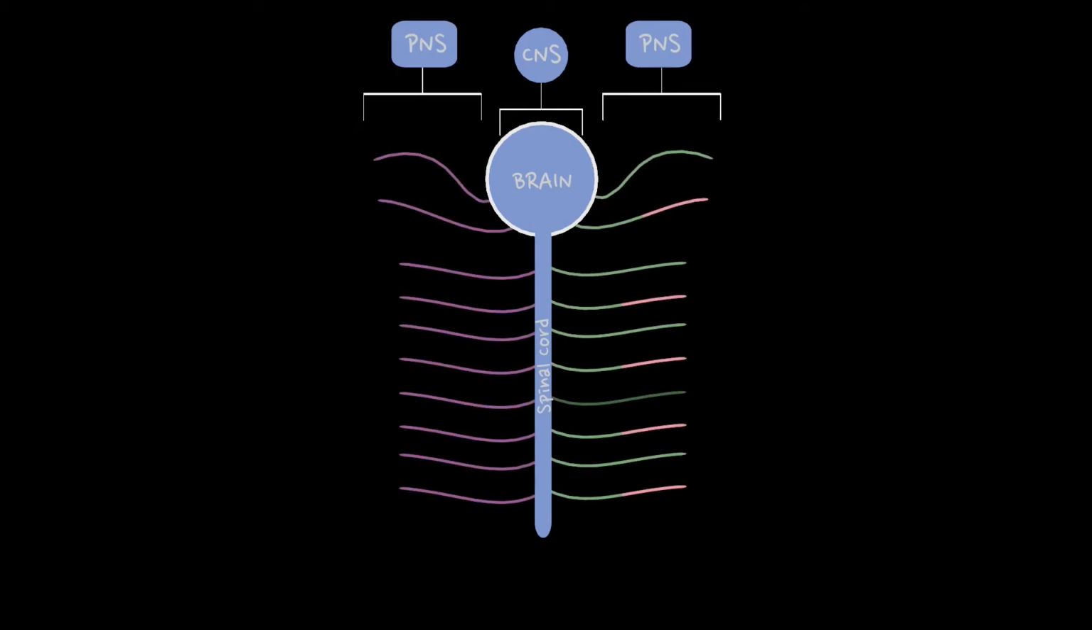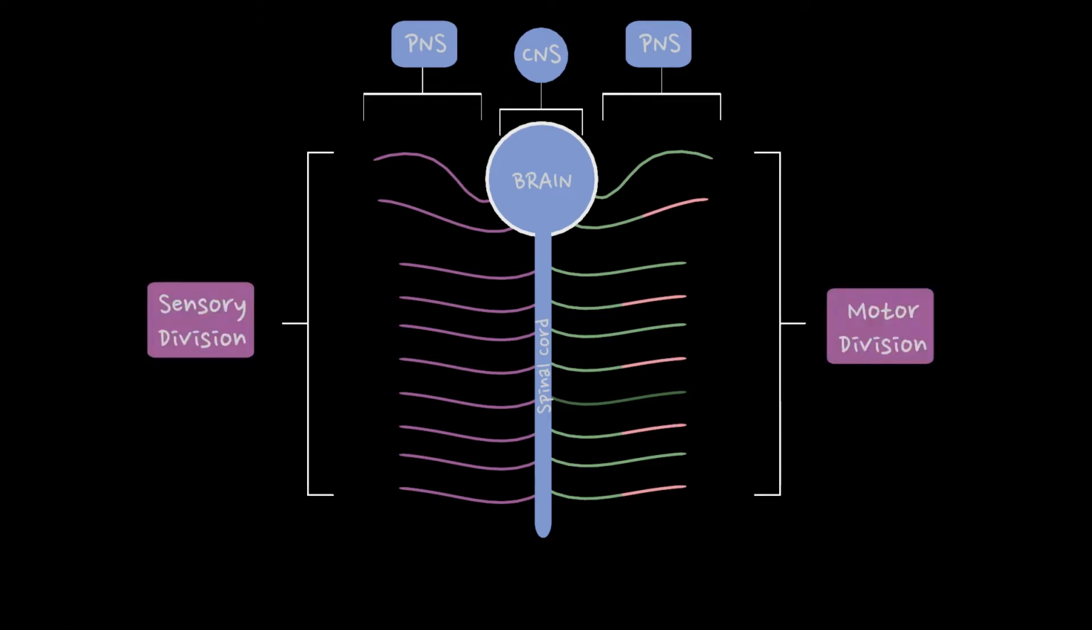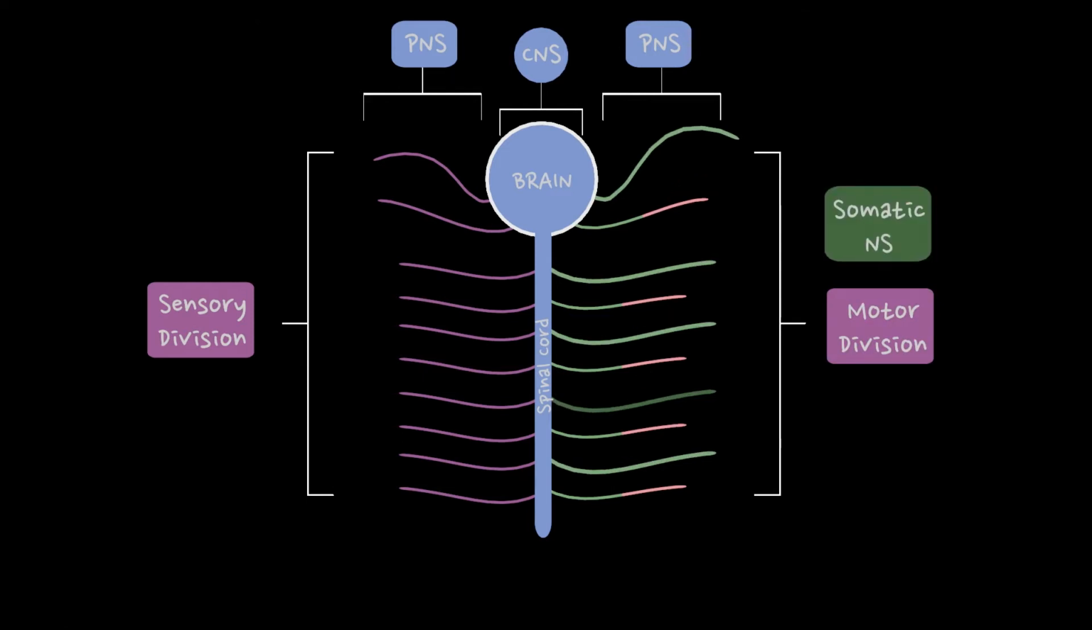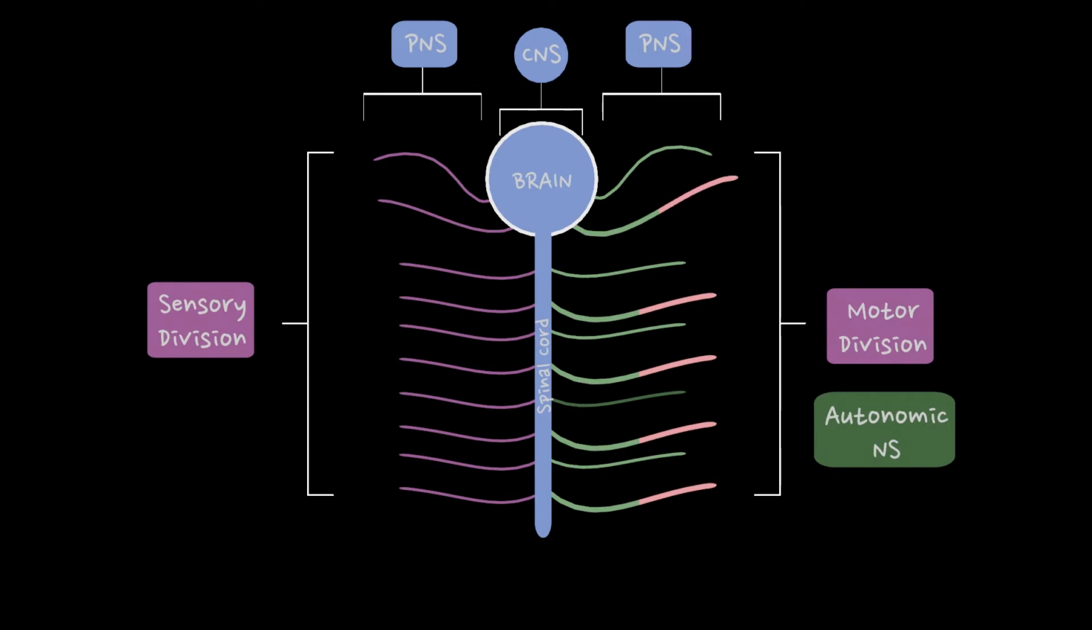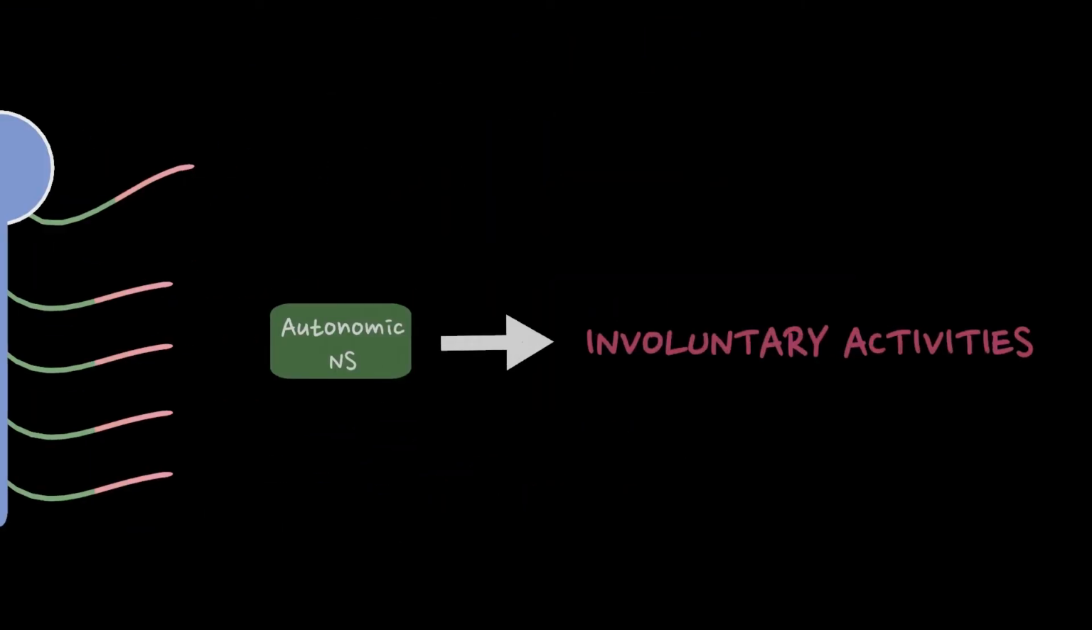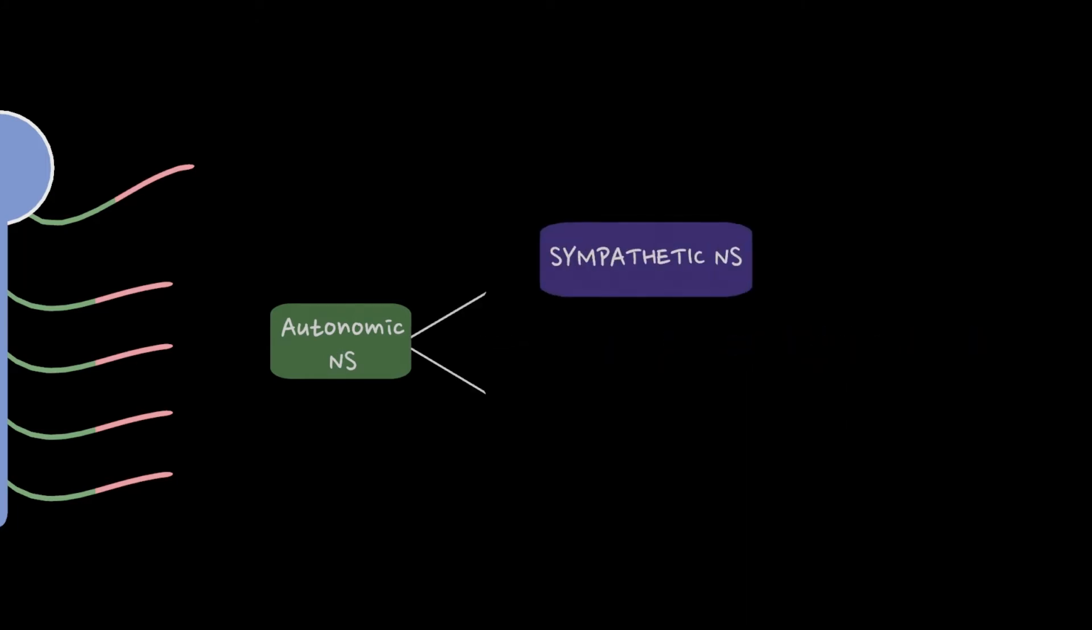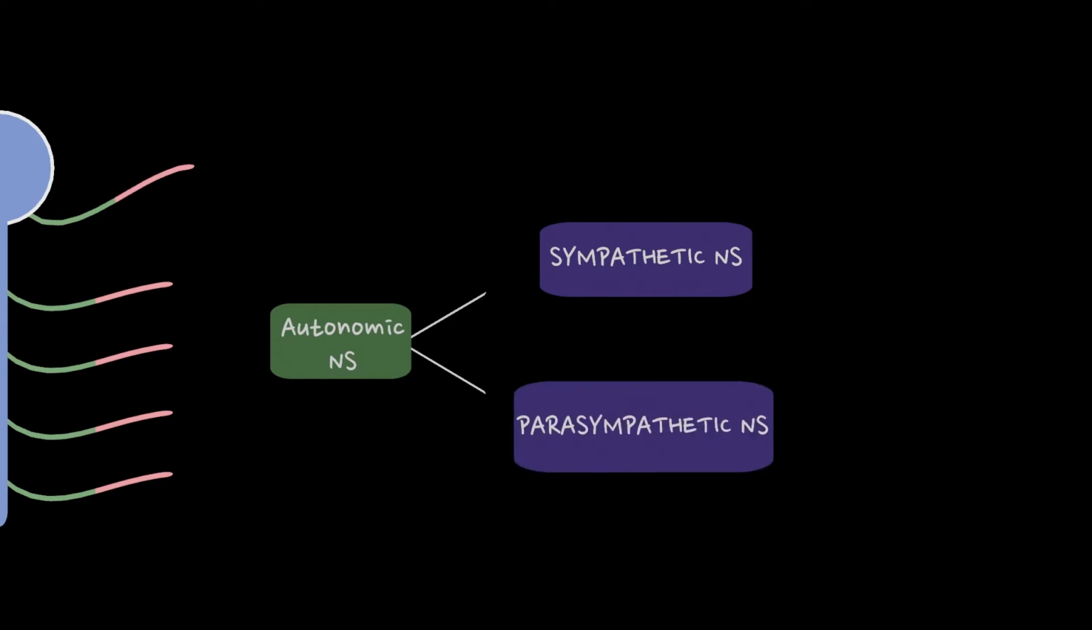Let's visualize this in a different manner. So there is the central nervous system with the brain and the spinal cord, and the peripheral nervous system comprising of the nerves arising from the brain and the spinal cord. The nerves come under two divisions, the sensory and the motor divisions, and the motor division is divided into two, the somatic nervous system and the autonomic nervous system. A majority of the involuntary actions in the body are controlled by the autonomic nervous system. The autonomic nervous system has two parts, the sympathetic nervous system and the parasympathetic nervous system.